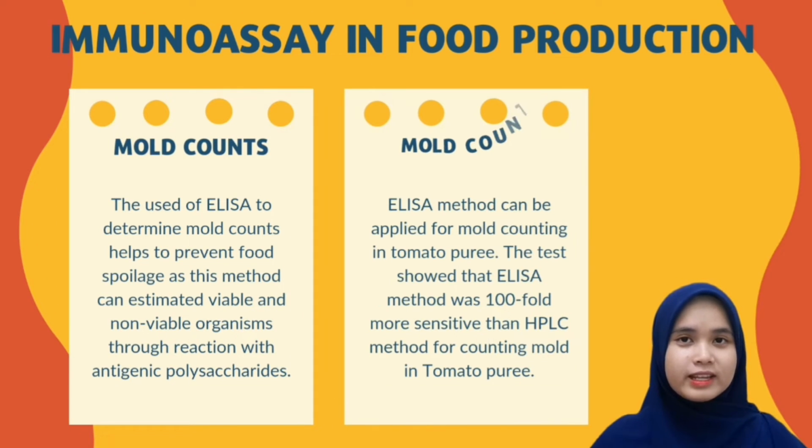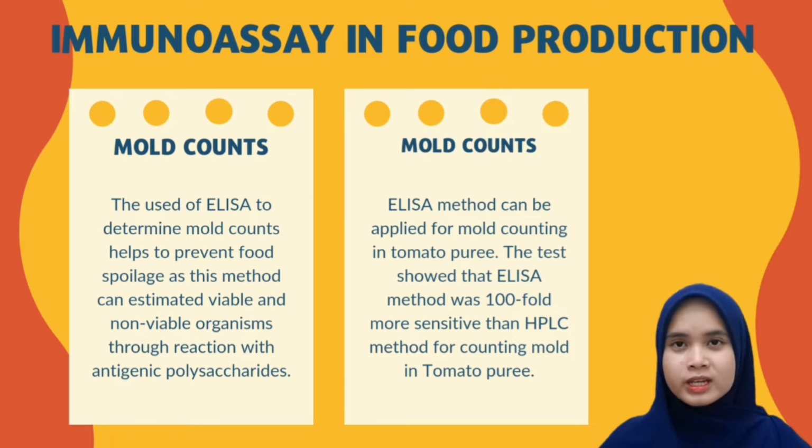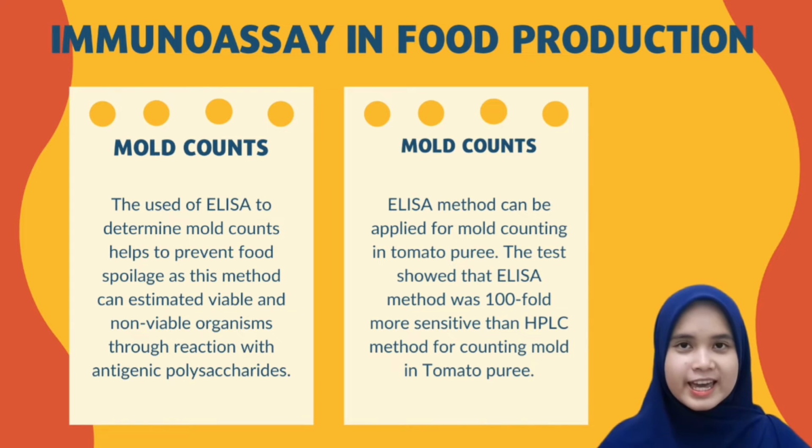The use of ELISA to determine mold counts helps to prevent food spoilage, as this method can estimate viable and non-viable organisms through reaction with antigenic polysaccharide. The ELISA method can be applied for mold counting in tomato puree, and the test showed that the ELISA method was 100-fold more sensitive than the HPLC method for counting molds in tomato puree.